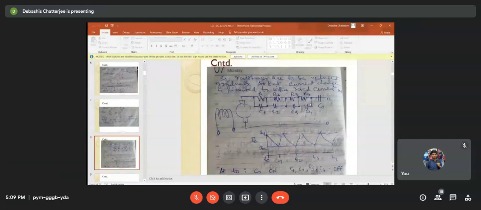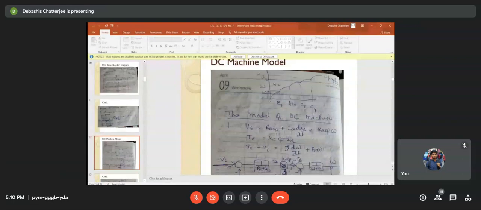Now, something I will tell you, the speed plot. This is the speed plot. Have you got this slide?